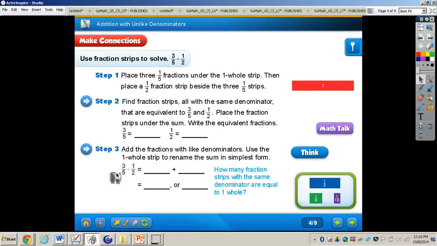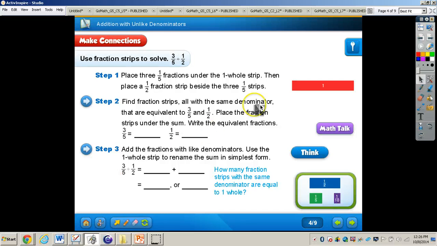Now let's take a look at the make connections section on page 244. It says sometimes the sum of two fractions is greater than 1 when adding fractions with unlike denominators. You can use the one whole strip to determine if the sum is greater than 1 or less than 1. So we're using fraction strips to solve 3/5 plus 1/2.